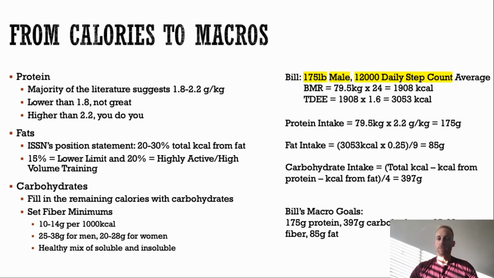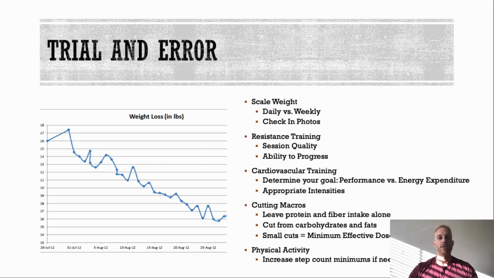So there we've got Bill's macro goals at the bottom. He's going to have 175 grams of protein, 397 grams of carbohydrates, 25 to 38 grams of fiber because he's a male, and 85 grams of fat. But this is all about fat loss. So how do we actually manipulate these variables? The best way to manipulate these variables is through trial and error.